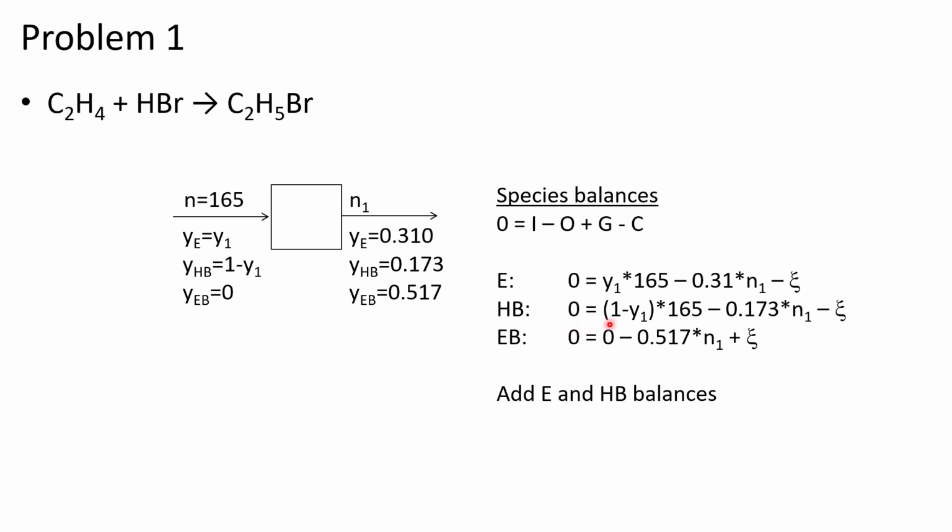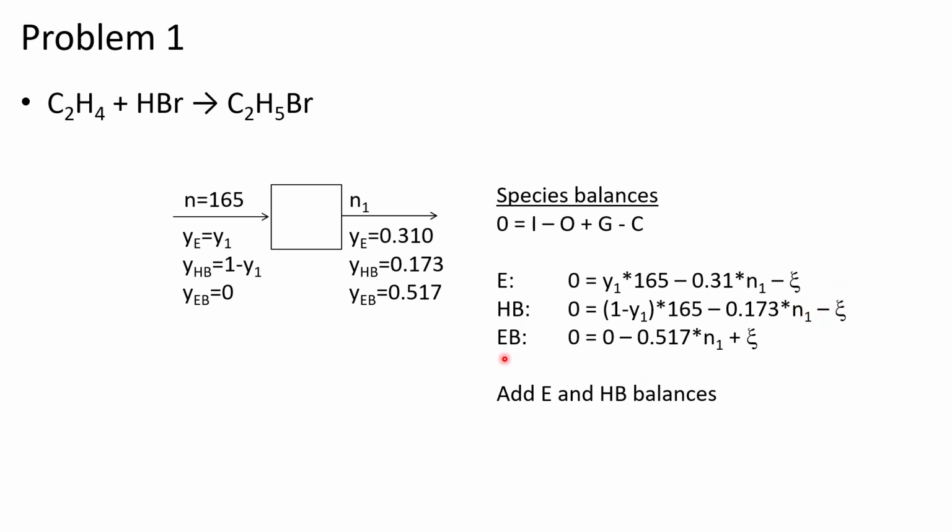Once again, 0 will be equal to the amount that comes in. The fraction of the stream that is hydrogen bromide is 1 minus Y1. We'll multiply that by the total amount above the arrow, 165. 1 minus Y1 times 165 is the amount that comes in. We'll subtract off the amount that comes out, which is the fraction of the outlet stream, 0.173 that we obtained from below the arrow, times the amount above the arrow, N1. So we have 0.173 times N1. That's the amount coming out. Subtract that from what comes in, and then we'll add in the generation minus consumption, and that term here will be a minus Xi from the previous slide.